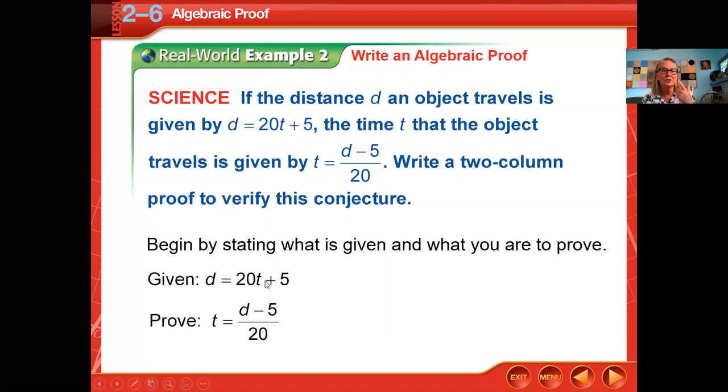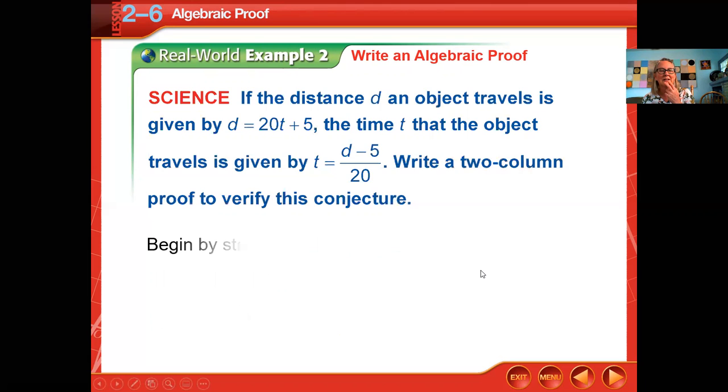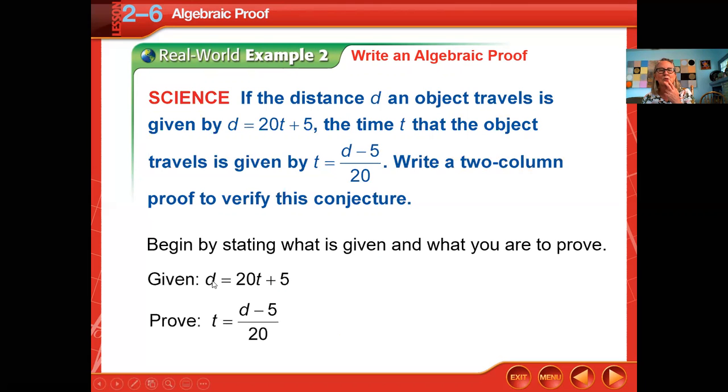Remember, you're given this, so that's going to be your first statement. Oh, I forgot to say that on the last one. These were called algebraic steps, but if it was a 2-column proof, these would be your statements, all the statements that you're saying, and these would be all the reasons. I think I verbalized it, but I didn't write it down. Okay, so coming over here, this will be the first statement.